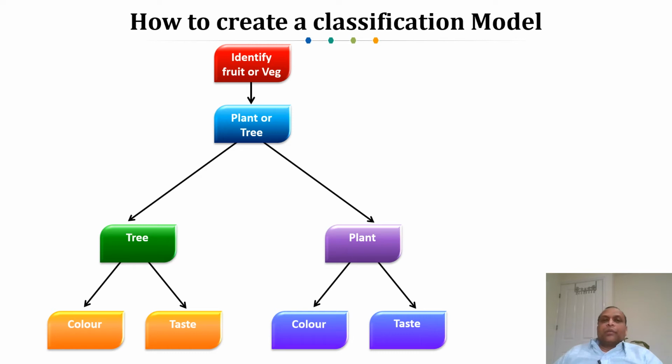So based on all the answers to the questions that are being asked as part of the classification, you will come to a conclusion whether it is a fruit or a vegetable. If it is a vegetable, what is the vegetable name? If it is a fruit, what is the fruit's name? So that is the classification model. So basically, a method to identify whether it is a vegetable or a fruit is called a model.